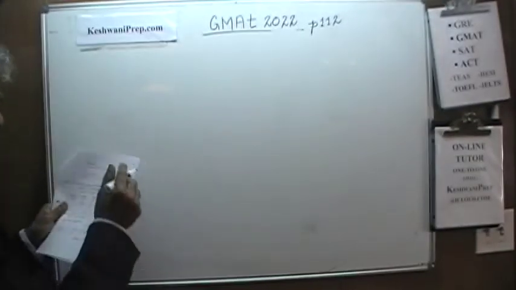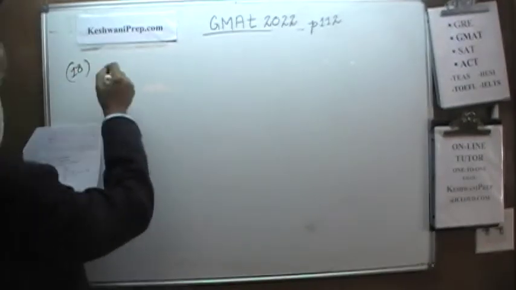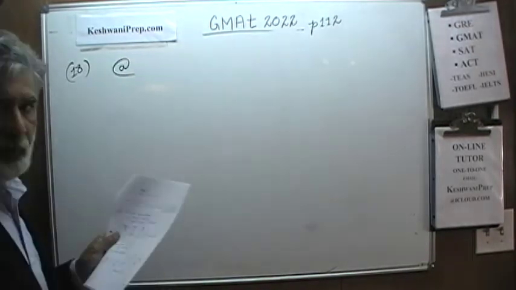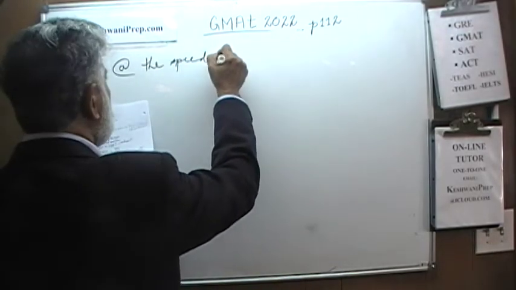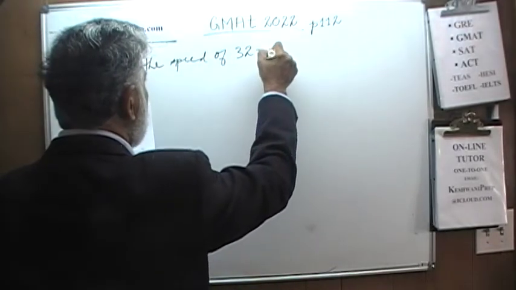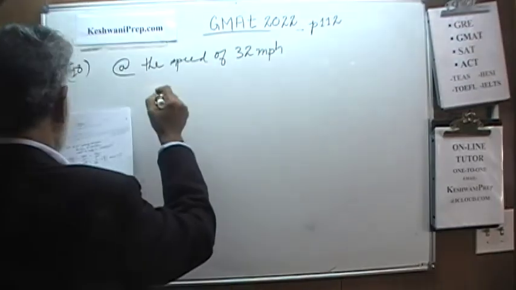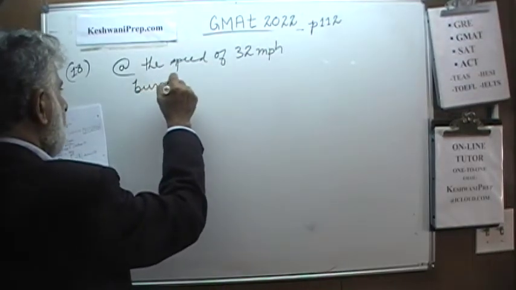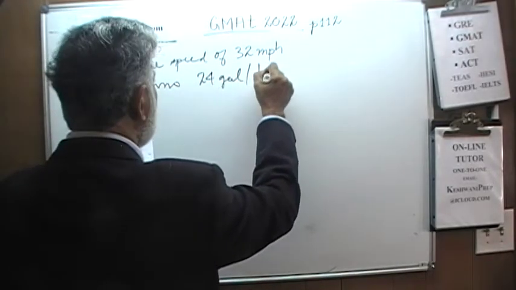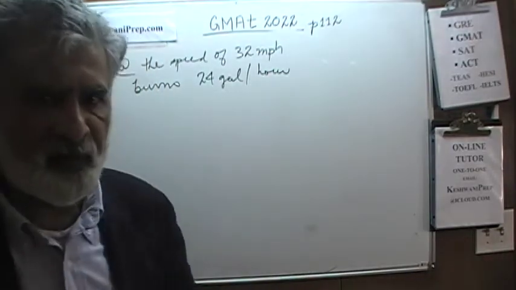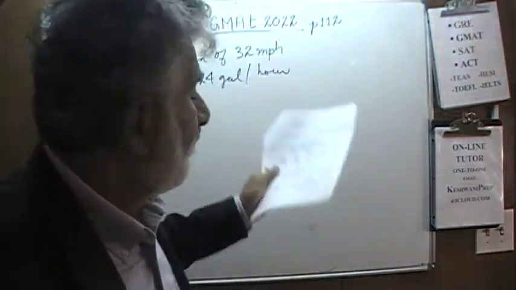Number 18. In number 18, we are told that we are going at the speed of 32 miles per hour. We are further told that we are burning 24 gallons per hour. That's how fast we are burning the gas. We are burning at the rate of 24 gallons per hour when we are going at the speed of 32 miles per hour. The question simply is, what's the mileage?